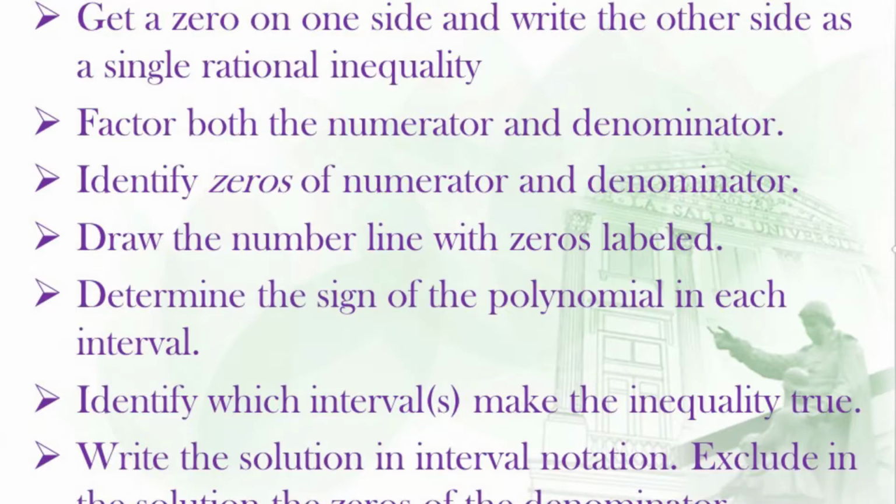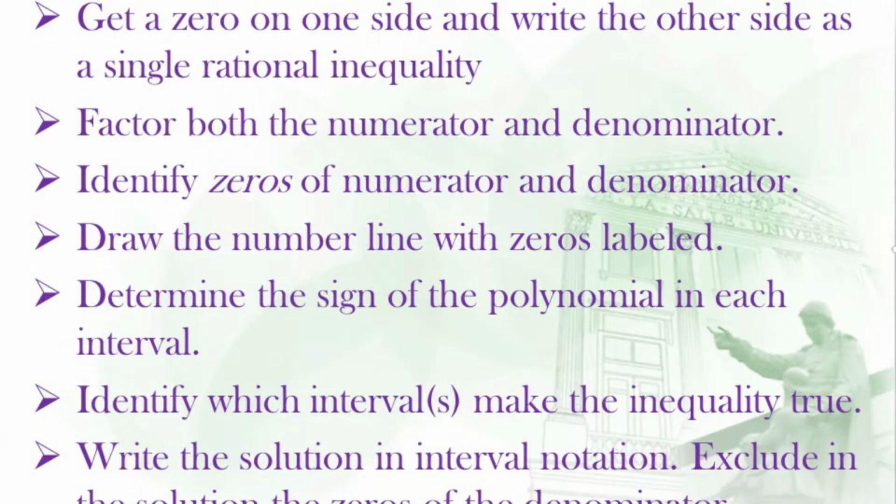Next, factor both numerator and the denominator. And then identify zeros of numerator and denominator. When we say identify zeros, meaning you need to solve for the values of x. And then draw the number line with zeros labeled. And then determine the sign of the polynomial in each interval. Identify which interval makes the inequality true.